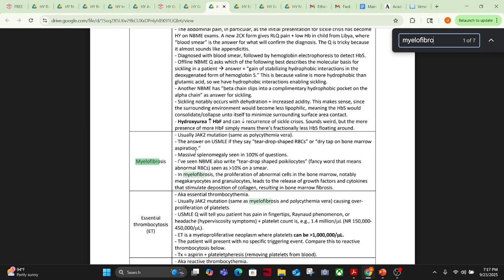In myelofibrosis, the proliferation of abnormal cells in the bone marrow, notably megakaryocytes and granulocytes, leads to the release of growth factors and cytokines that stimulate deposition of collagen, resulting in bone marrow fibrosis. Okay.